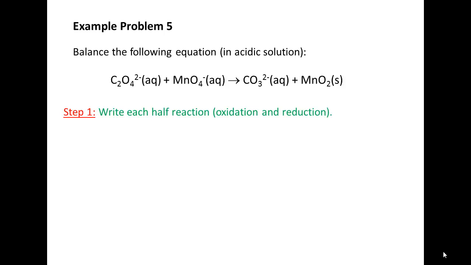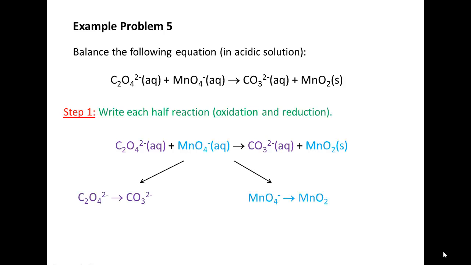Our first step is to write each half reaction separately. There's an oxidation and a reduction step; we'll talk about how to tell which one is which later. First, we'll color code to see which is involved in which. The reactant and product that each involve carbon go together, and the reactant and product that involve manganese go together. We separate that into two reactions, and you write those physically separate from each other.